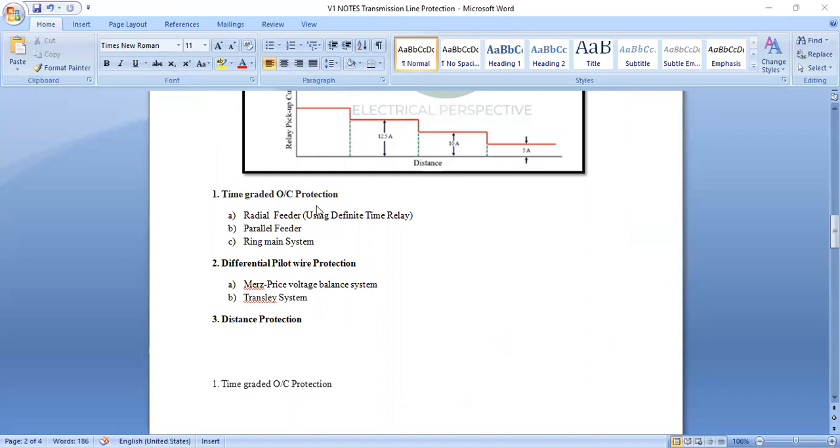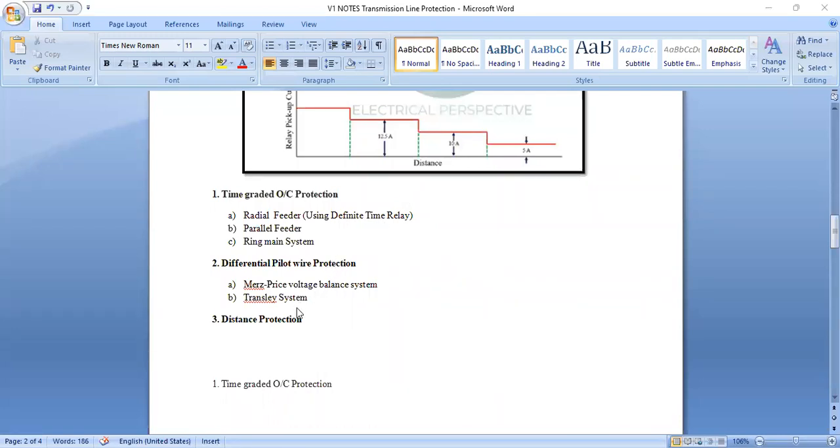In this time graded over current protection, the line or the feeder is divided into a number of sections. Over current relays are provided for each section. When a fault occurs in any section, the relay operates and gives the trip signal to the circuit breaker, and the circuit breaker then opens and isolates the faulty part. This is the principle.